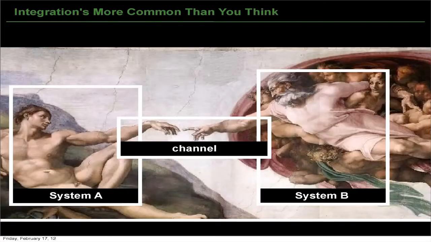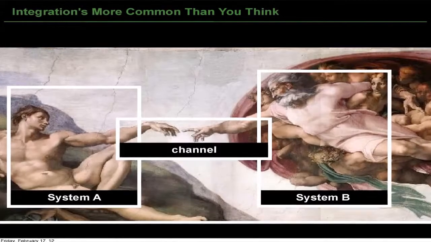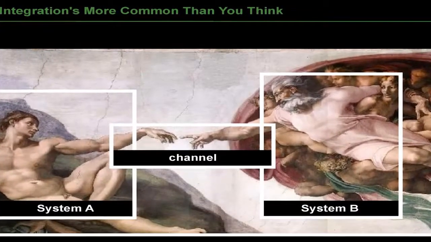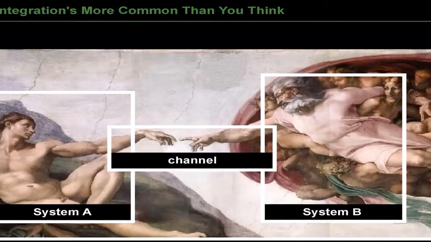But it might also be a file system. You have a file that has data, you put it in a folder, somebody else gets it, right? That's a very common application. You might send a fax, who knows. You might send email, you might send JMS or AMQP messages. There's a lot of different ways of connecting system A and system B. Spring Integration makes that stuff easy.